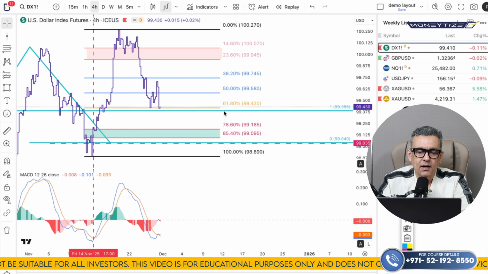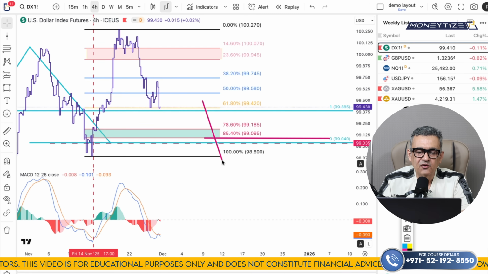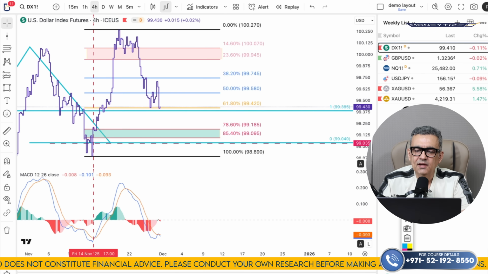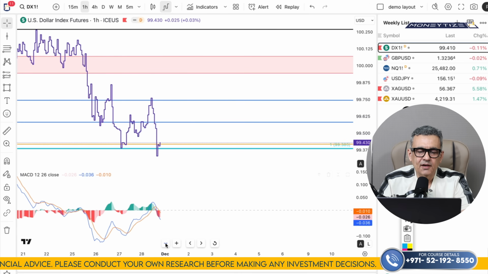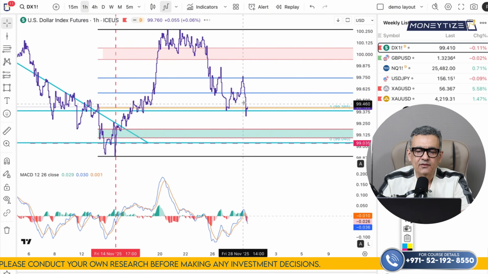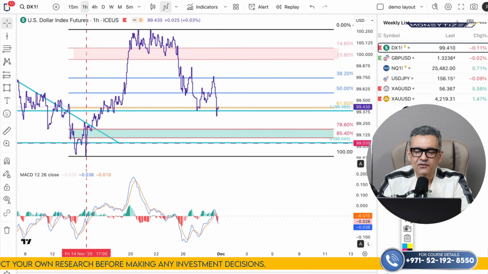Number two, after breaking this level of support, we need to see the completion of the breakout structure level, which falls at 99.03. And only then can we expect a deeper continuation, basically continuation in the downward direction. Moving to the 1H, I can see that the selling activity has slowed down. So there is a probability of bullish divergence coming here.